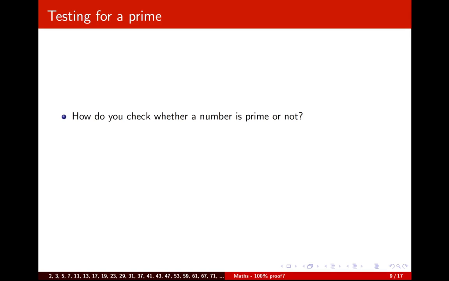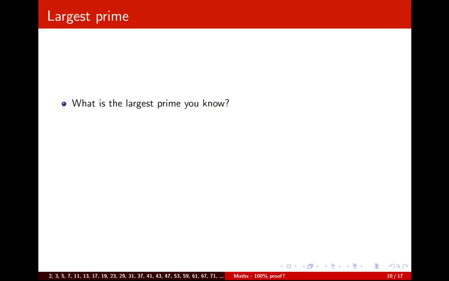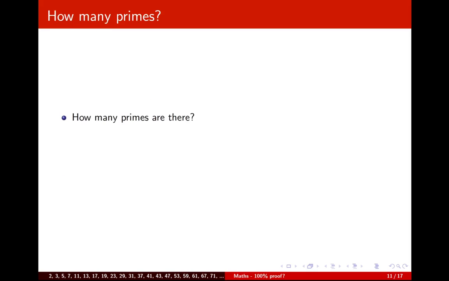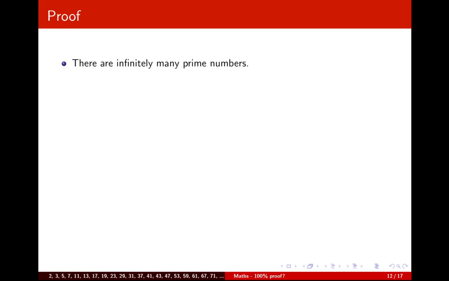Now, how do you check whether a number is prime or not? Well, you divide by all the primes you already know up to approximately the square root of that number, and if it's not divisible by any of those numbers, then that number itself must be prime. What is the largest prime you know? Well, this is the largest one found so far, and it's got over 24 million digits. How many primes are there? Well, there are infinitely many primes.